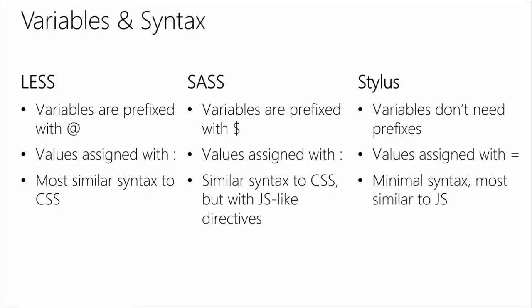So I guess the difference between those two is just that Less is more CSS-like in syntax slightly, and Sass is more JavaScript-like in syntax. And you can even see that with variables being prefixed with a $ sign. That's very jQuery-like, which is something that we're all sort of used to.